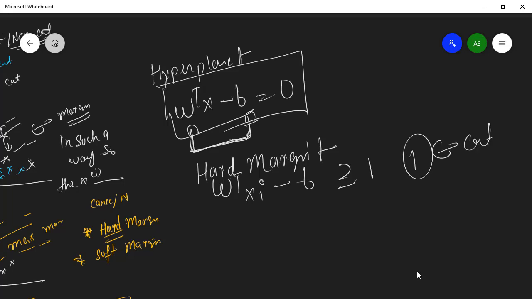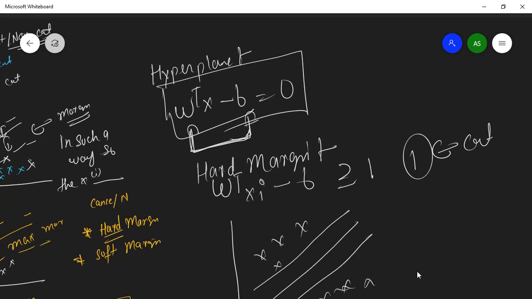Why I'm saying this is, let's say you have this straight line and the data points and these two parallel lines. Whatever is on this margin or above this margin is regarded as 1, meaning the positive class, so it is regarded as a cat. And whatever is below this is regarded as a 0, as a non-cat.